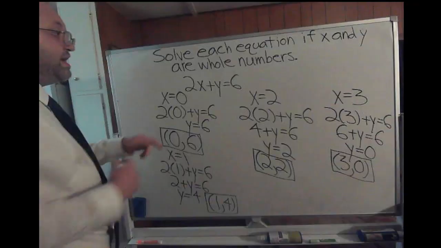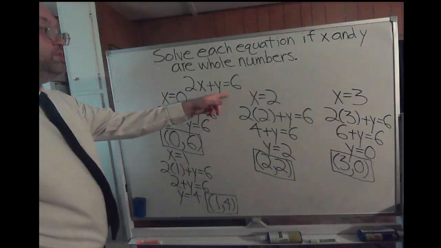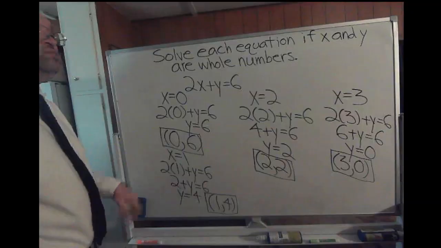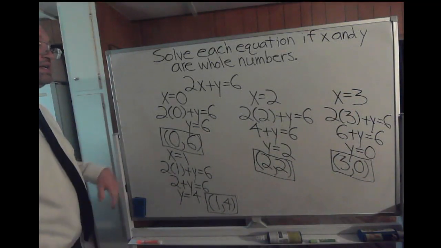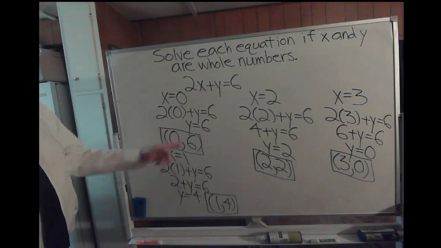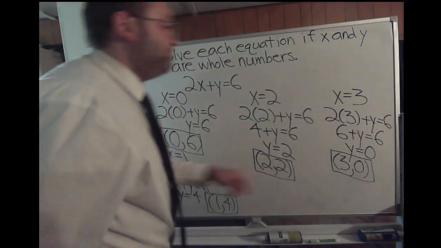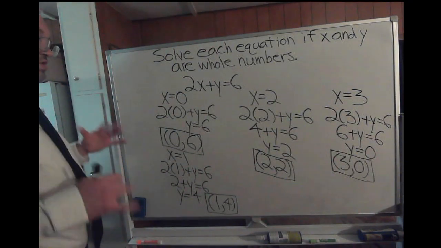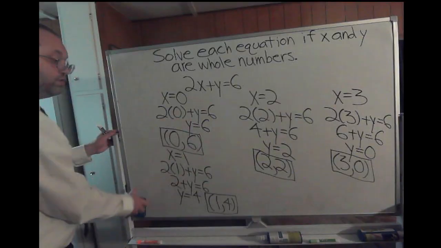If we were to try to put in 4 for x, you would get 8 plus y equals 6. You would end up getting y equals negative 2, which violates the fact that y is within the whole numbers. So we have found only 4 solutions to this: 0, 6, 1, 4, 2, 2, and 3, 0. Those are your 4 solutions to this equation, because we got to stick with the whole numbers.